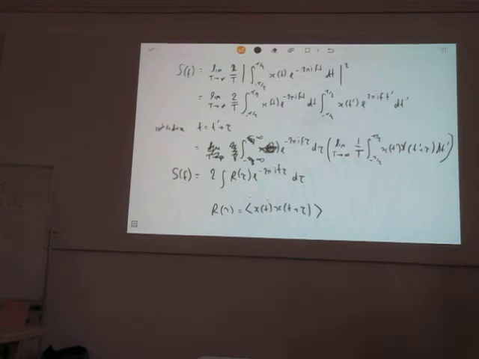Right. So I'm trying to get to this definition that the power spectral density is defined as twice the Fourier transform of the autocorrelation. And finally, given time, I'm going to skip the next little bit and just give you the final definition.